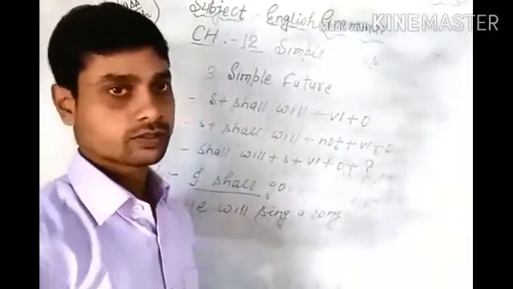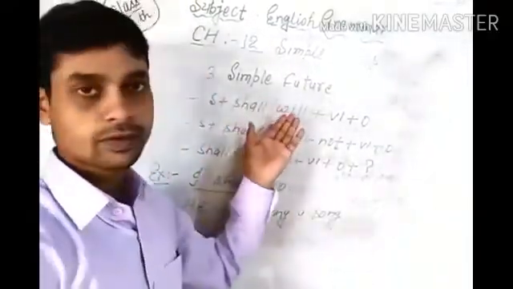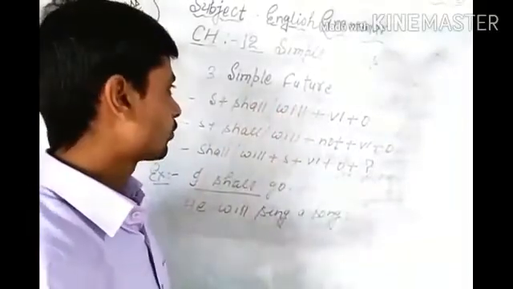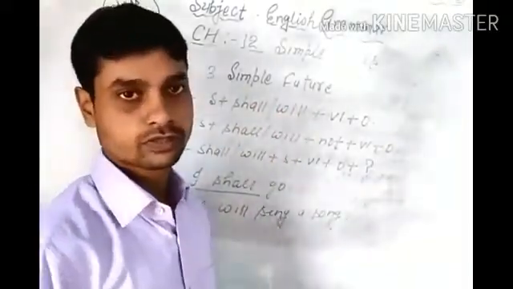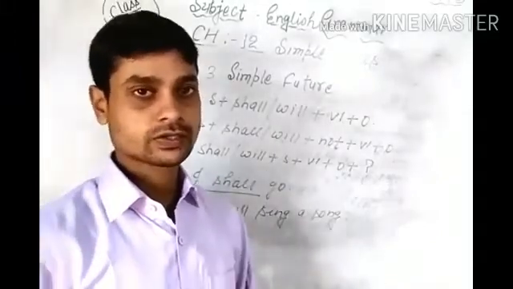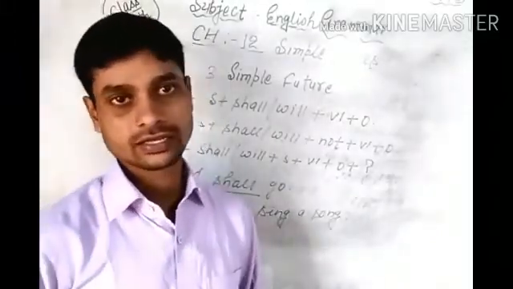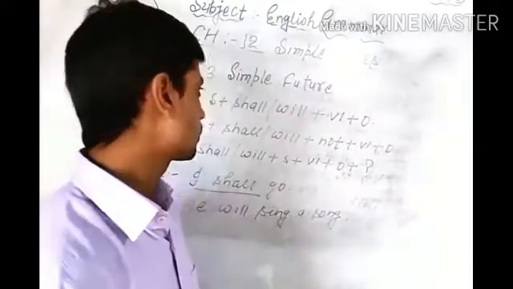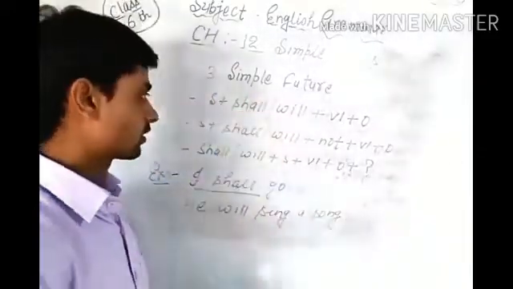Okay students, third, simple future tense. What is the recognition of simple future tense? At the last of the verb of a sentence comes ga, ge, gi. It is called the recognition of simple future tense.